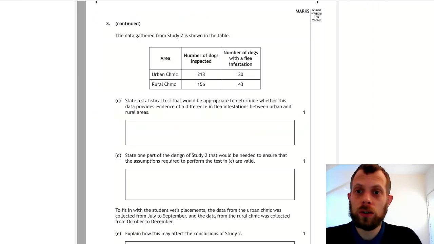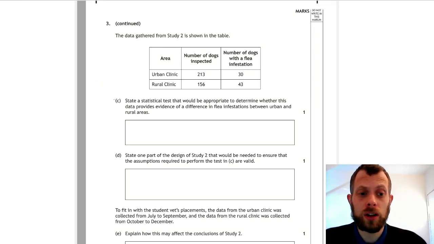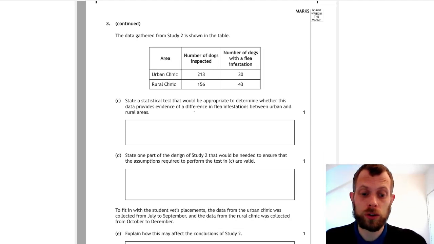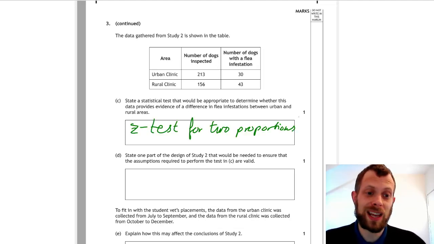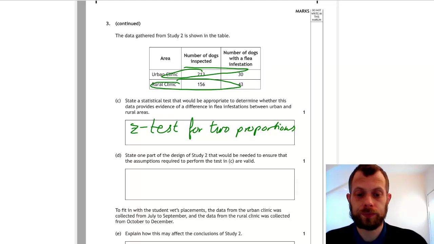Okay, so question C, state a statistical test. Well, in this course, there aren't too many of them. They're all listed in your data booklet. T-test, 2 types of t-test, correlation test, but then there's the one that is only used for this kind of 2x2 table, which would be the Z-test for 2 proportions. And what that test is doing is testing statistically whether there is a significant difference in the proportion, well, the proportion here of urban clinics against rural clinics.